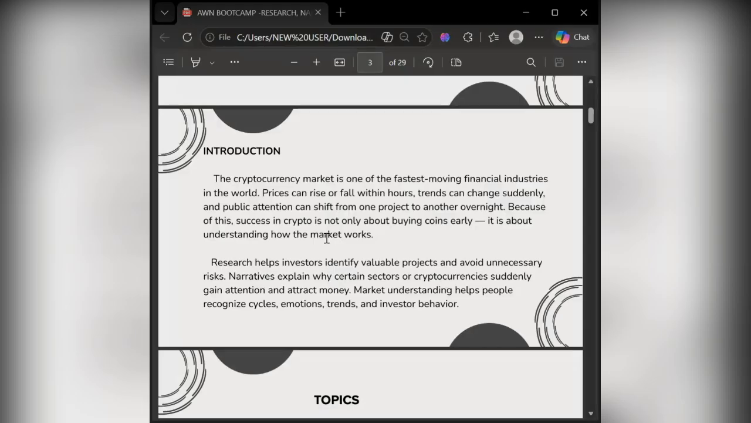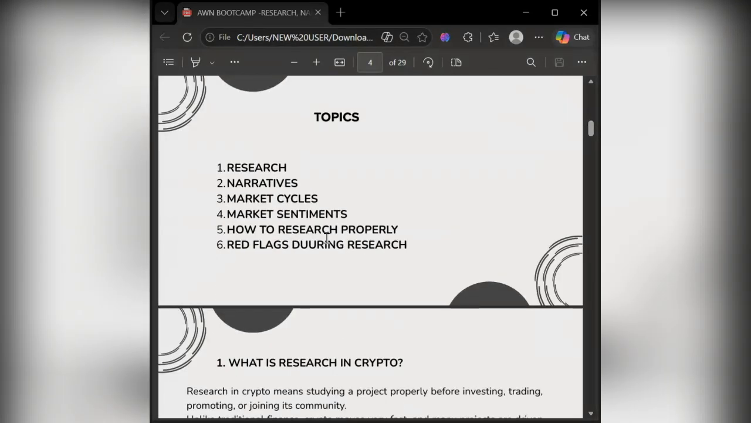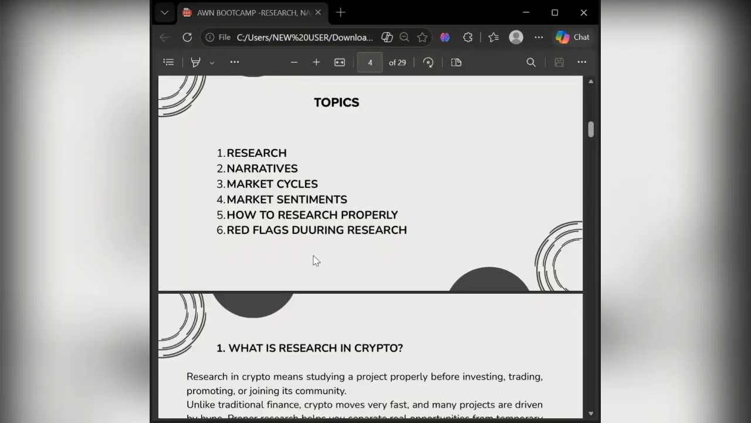And I hope you all understand what I mean by financial markets. When we're talking about the financial markets, we're talking about the forex market, crypto market, stock market, financial markets generally. So I'll be taking on this topic today. Firstly is market research. We'll talk about narratives, market cycles, market sentiments, how to research on a coin properly, and red flags during the research. Sorry about the typo. Red flags during research, right?